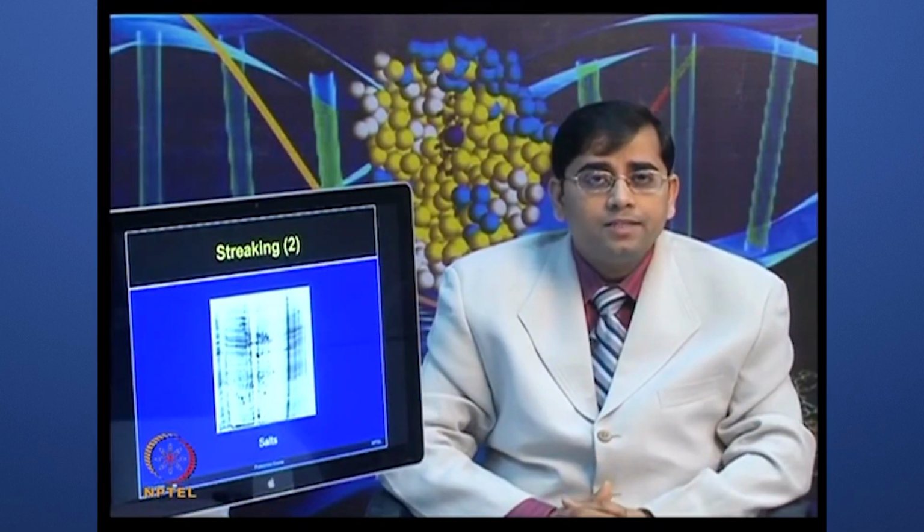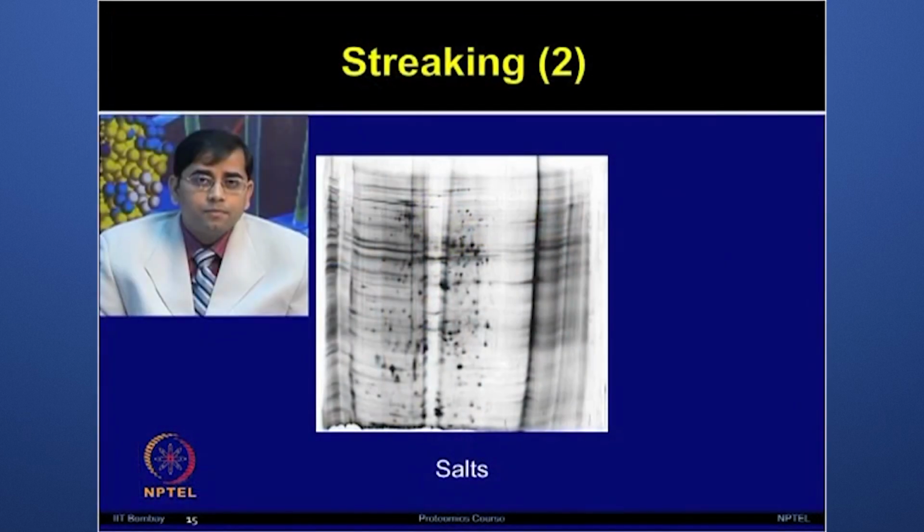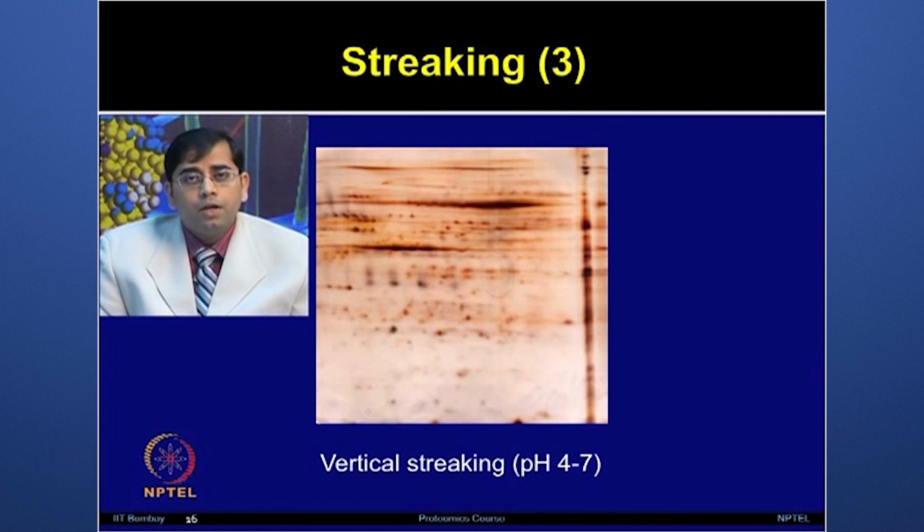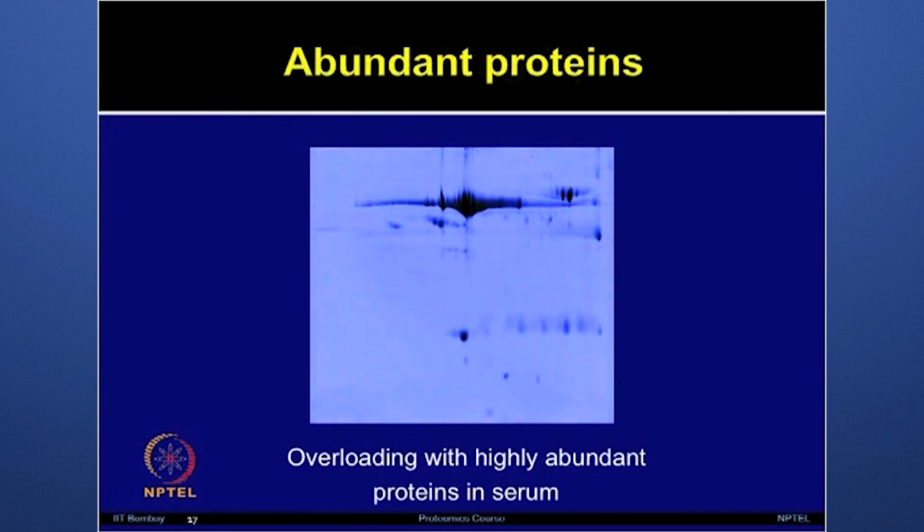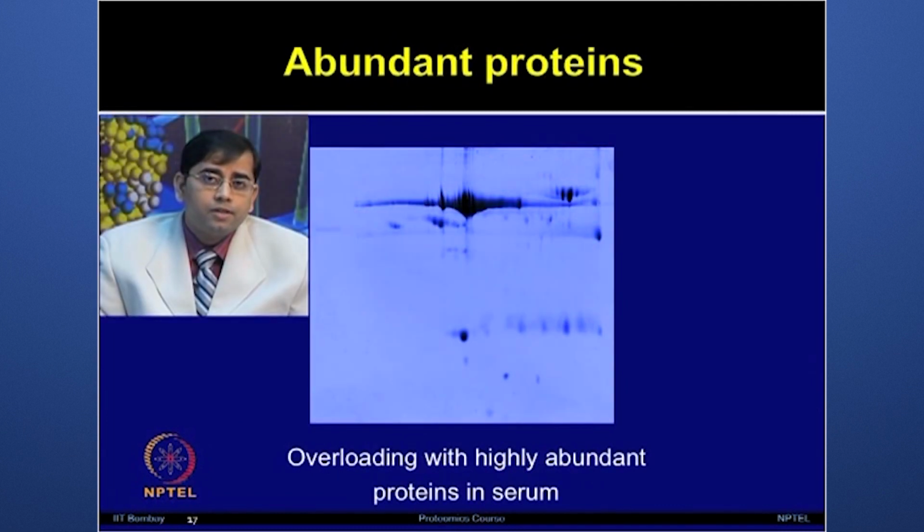As shown in this gel, the presence of salt can interfere and may result in vertical streaking. If you are using a narrow pH gradient strip such as a 4 to 7 pH strip, then vertical streaking can appear because all the proteins beyond 7 pI will stack together in that region. Now, abundant proteins, as we briefly talked about last time, are sometimes present in crude samples, along with salts.